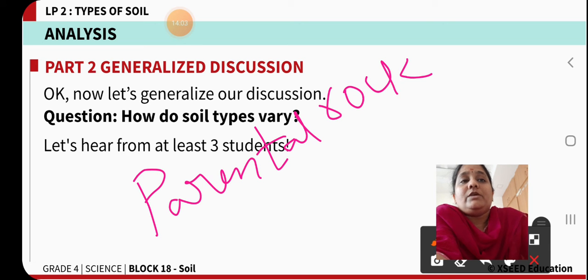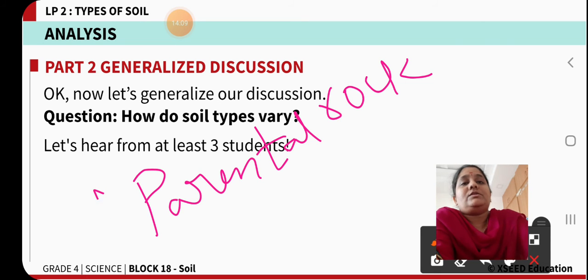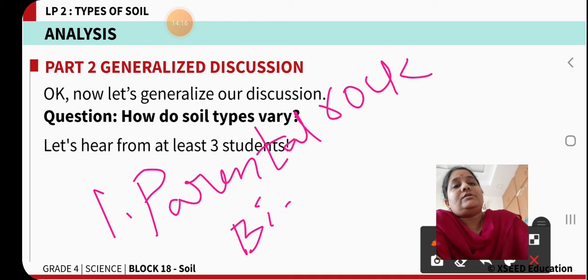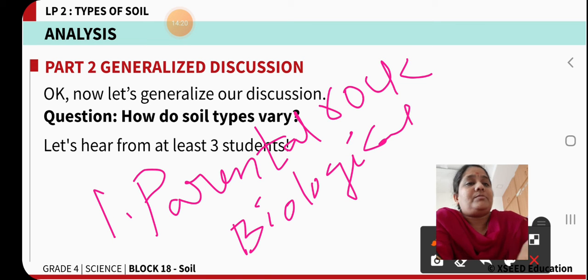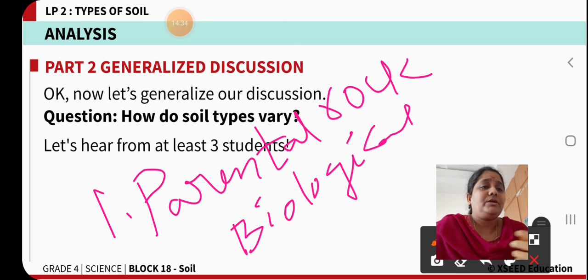Yes, and the second one is parental rock, which plays a great role. If the parental rock is like sandstone, then a sandy soil will form. So parental rock plays a great role in the type of soil formation. The second one is biological factors present in that place. If more and more living organisms are present, that soil becomes more fertile. Like in sandy soil, if you see, less vegetation is seen, so it is a less fertile soil. In areas like ours, more vegetation is present, so it becomes more fertile soil.